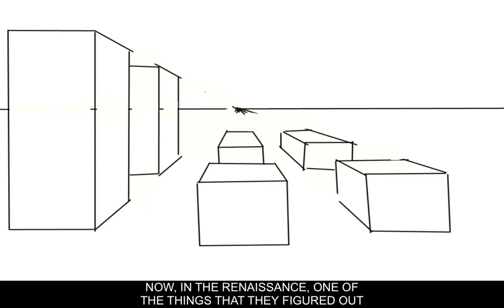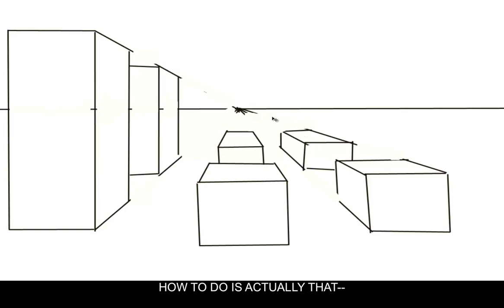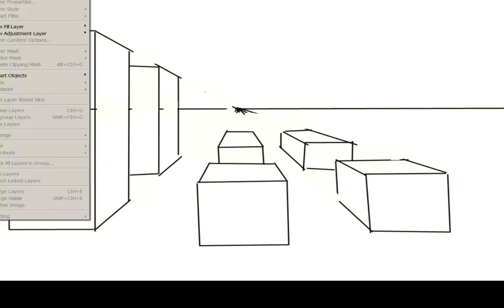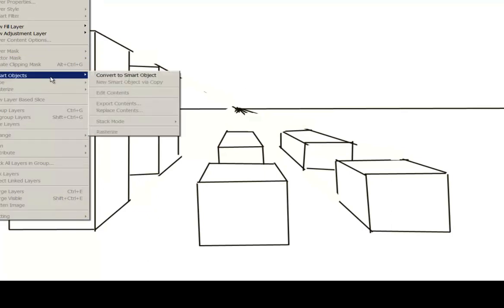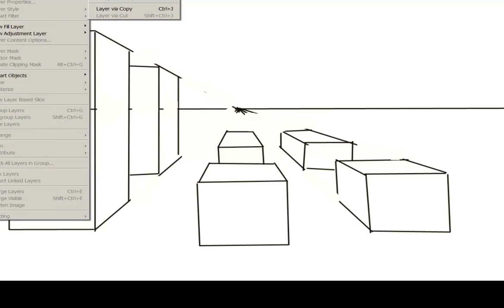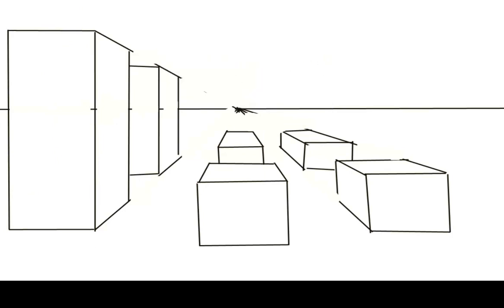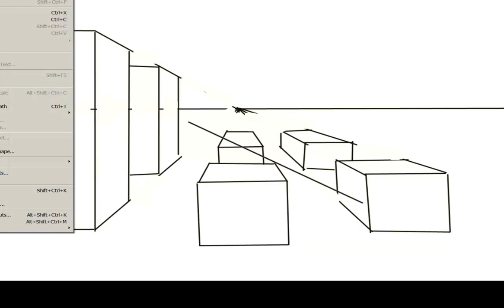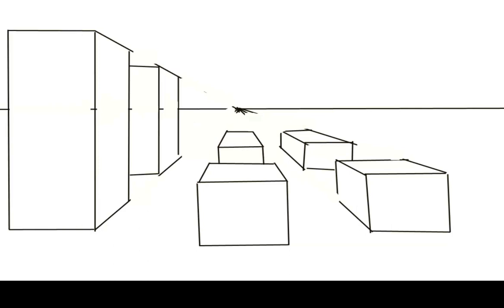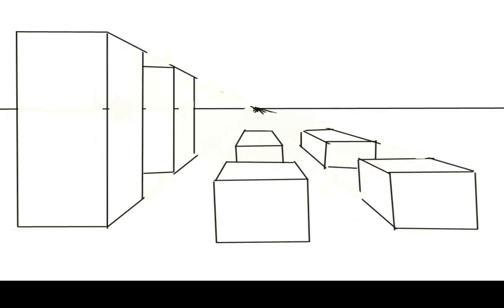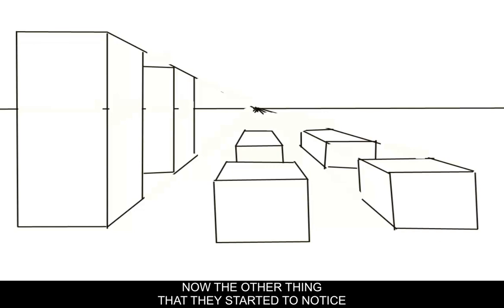Now in the Renaissance, one of the things that they figured out how to do was actually that now the other thing that they started to notice was that when they would use this system called linear perspective or one-point perspective, where things would recede to one vanishing point in the background.